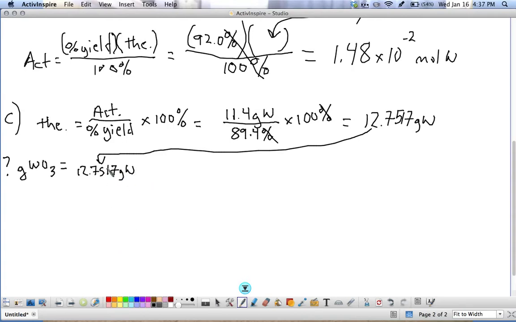Alright, now when I look at this, I see that the compound that I'm given is not the same as the compound that I want. So I'm going to need a mole ratio in there somewhere. But the first step is going to be to get this into moles. So I've got 183.84 grams tungsten and 1 mole tungsten. So that gets rid of the grams tungsten. Now I have moles tungsten. So now I can do my mole ratio.